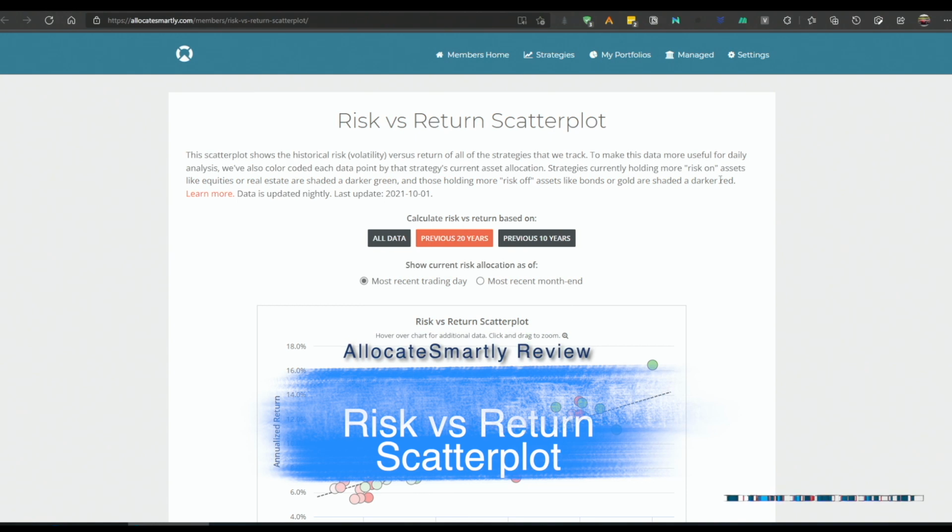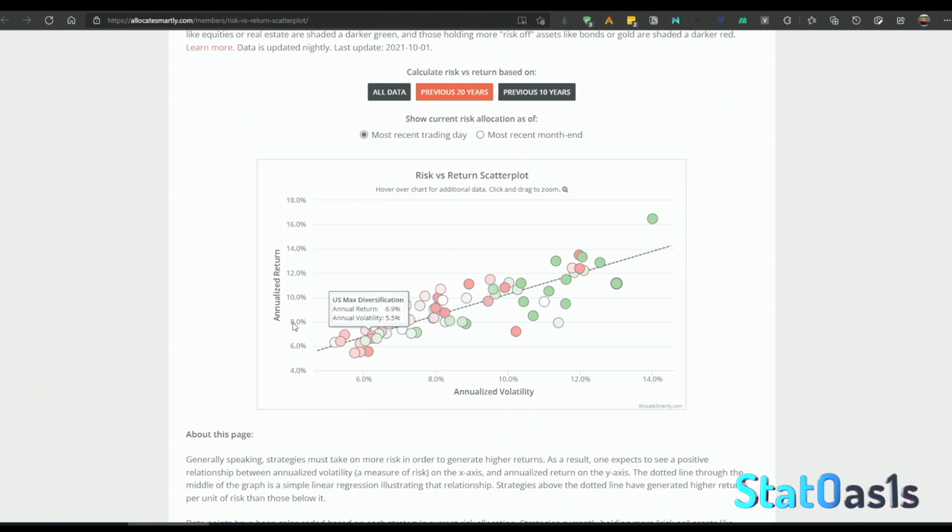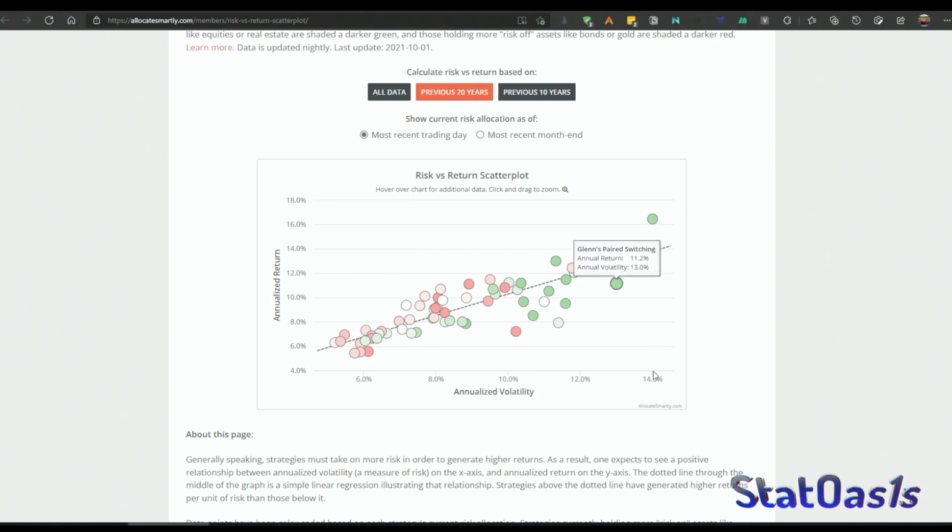Then there are other curves like the risk versus return scatter plot. Basically what this tells you, it plots the annualized return versus volatility, and that's the standard deviation. So for example, here we see the accelerating dual momentum. It has the best annualized return, which is 16 point something annualized, but it also has 14% standard deviation up and down. And of course, you can go all the way down to the USRP trend following, which is annualized at 6.3 with annual volatility of 5.2.